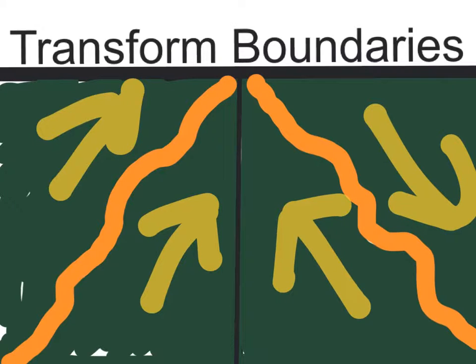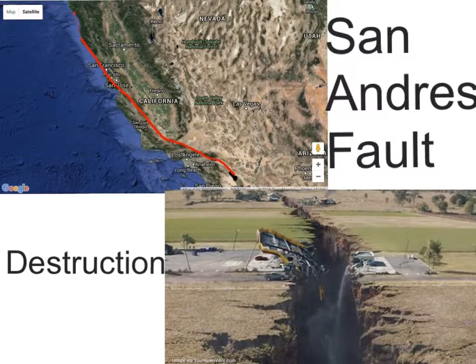Earthquakes and cracks in the crust, or faults, happen here. A familiar fault just happens to be the San Andreas Fault, right there in California.